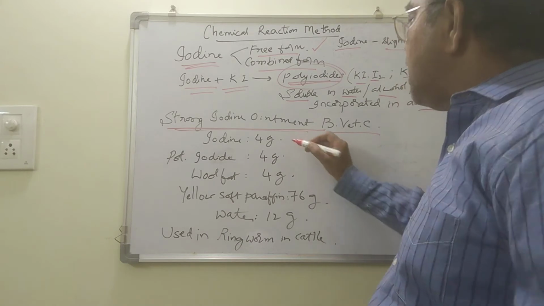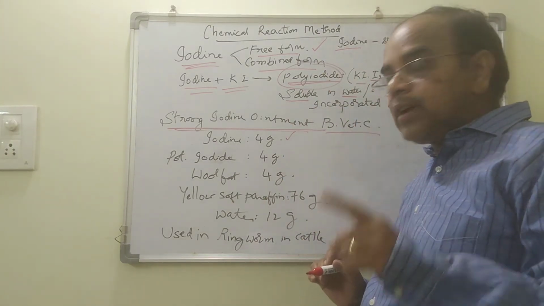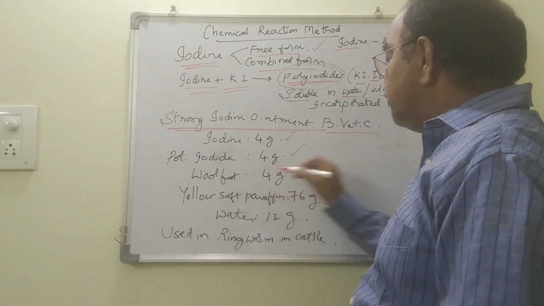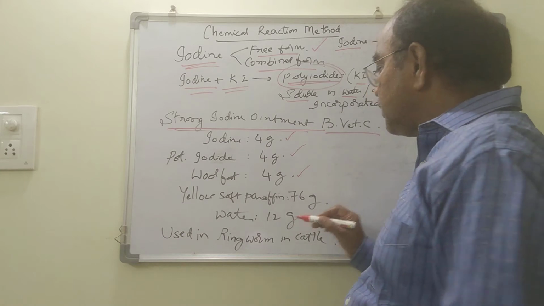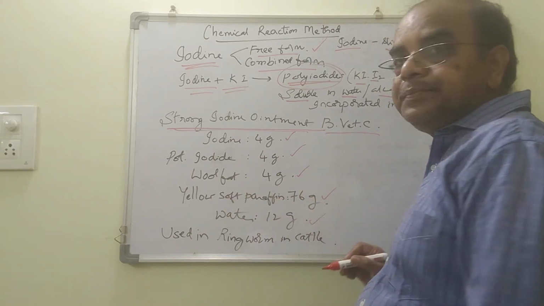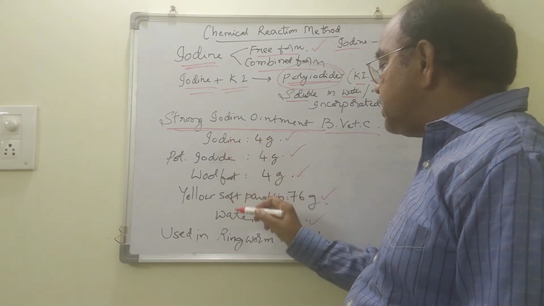The first one, iodine. We have taken 4 grams. Just remember, we have taken 4 grams. Okay? And potassium iodide 4 grams, and wool fat 4 grams, yellow soft paraffin 76 grams, water 12 grams. You add the iodine and potassium iodide in water.